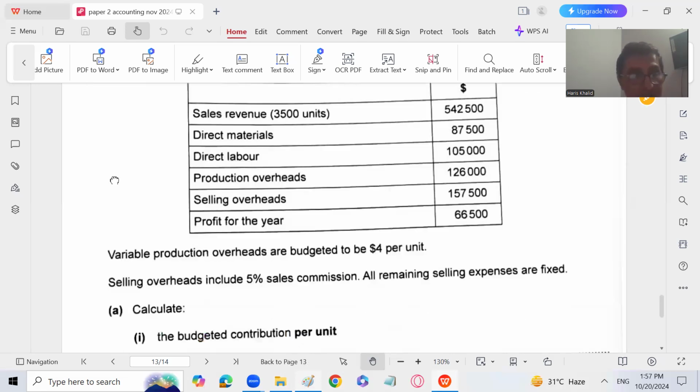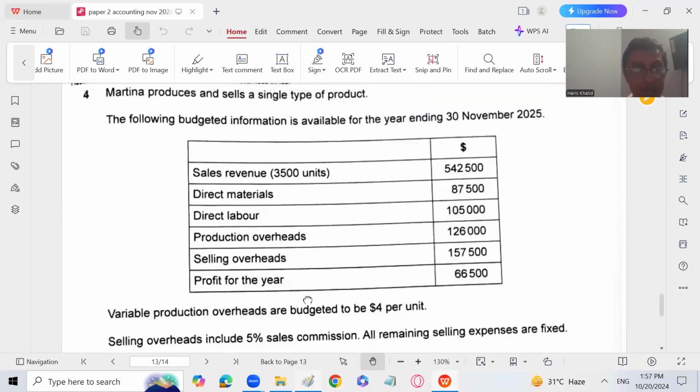Okay. Now calculate the budgeted contribution per unit. In order to find the budgeted contribution per unit, I should have the selling price per unit. So let's calculate it, because contribution per unit is equal to selling price per unit minus variable cost per unit. Always remember that contribution per unit is equal to selling price per unit minus all variable cost per unit, including variable production and variable selling costs. So 542,500 divided by 3,500, we will get the selling price, that is 155 per unit.